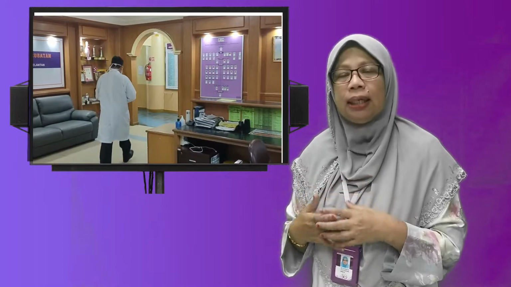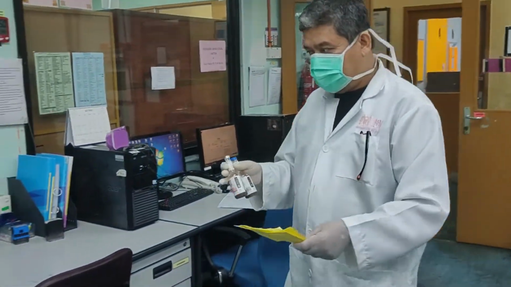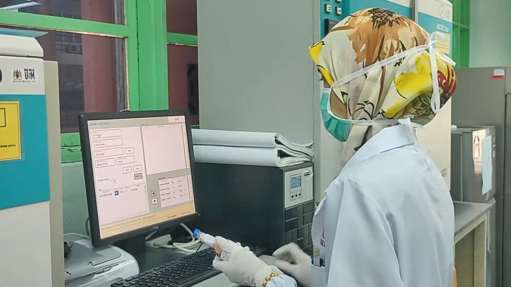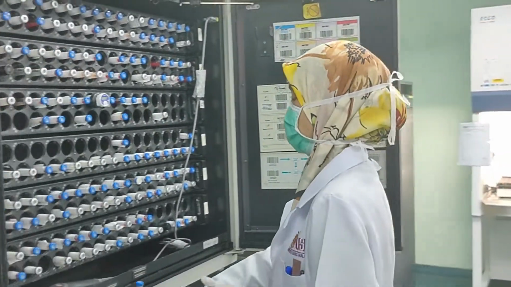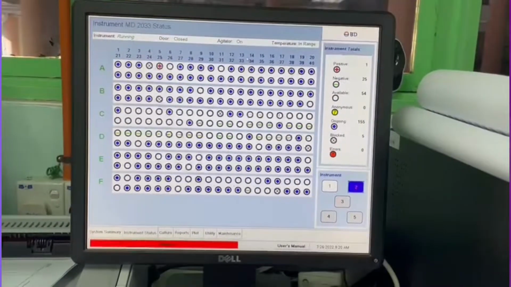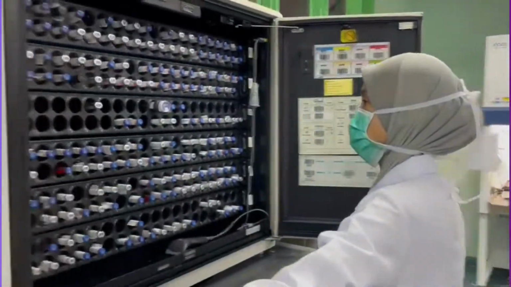Once it is accepted, the sample will be transferred to the blood culture section. And what happens in the blood culture section is that the sample will be incubated in the automated blood culture system and the machine will alarm us if there is any growth detected from the blood culture bottle.